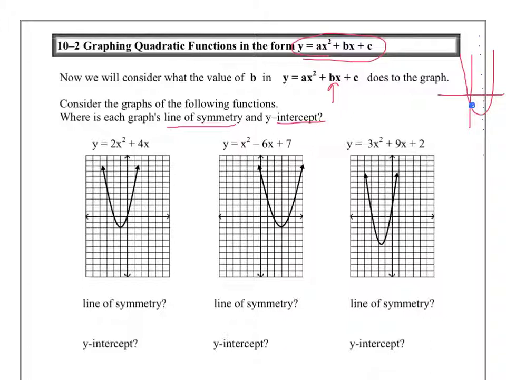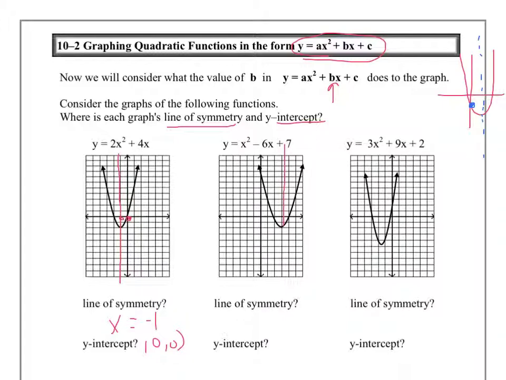If I cut down the center here to form the axis of symmetry, I see that the x point is at -1. So the axis of symmetry here is x equals -1. And then the y-intercept, where it crosses the y-axis, is right here, and that point is 0, 0.